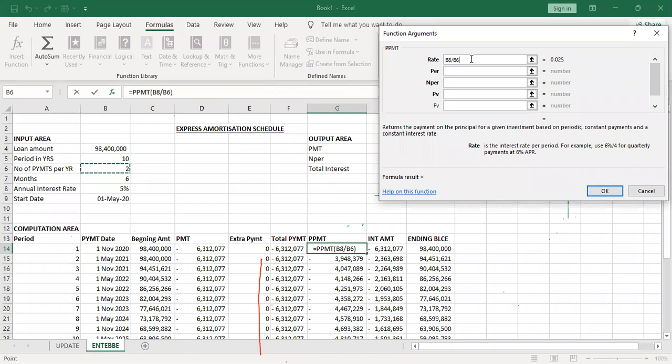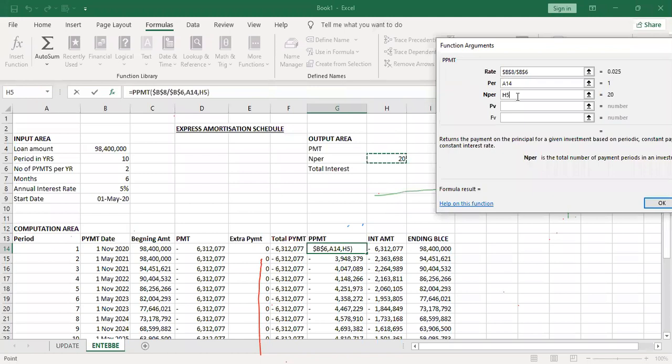Now highlight these values in the function arguments dialog box, because you're supposed to fix all. If you don't highlight both, you'll fix only one. After highlighting, press F4 or Fn F4 to fix them. Then go to Per, the period. We are calculating the PPMT for period one, so click on one under period, but do not fix. Then go to Nper, which is 20. Click on Nper, then click on 20, and press F4 to fix it.